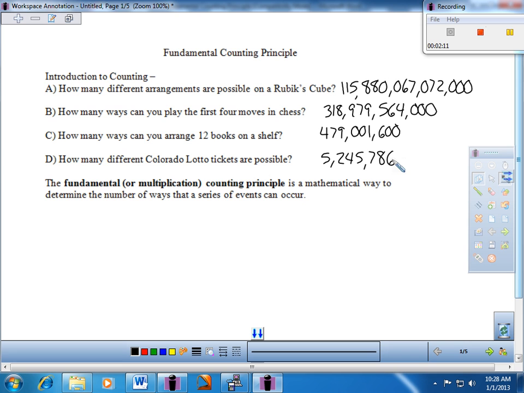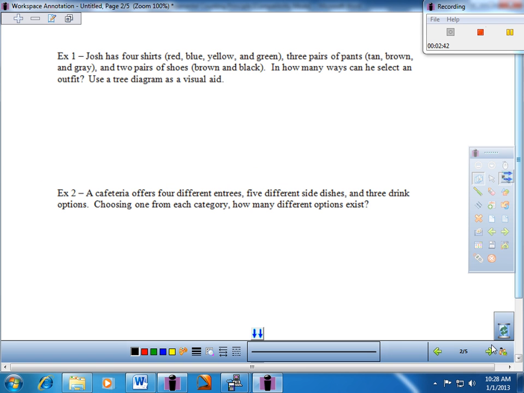So what we are going to be doing is taking a look at how many ways, or how many possibilities, there are for an event or a set of events to occur. The way we're going to do this is through what is called the fundamental, or as you can see on your paper, the multiplication counting principle. It is a mathematical way to determine the number of ways that a series of events can occur. We're going to lay this out visually and talk about a way for us to do the mathematics.